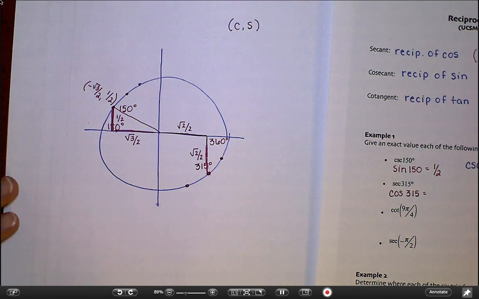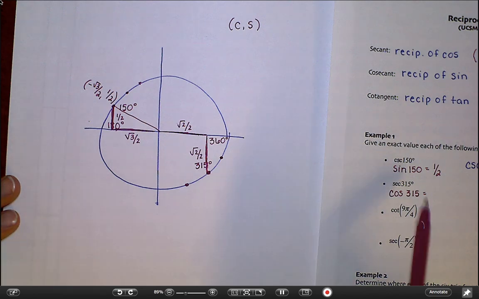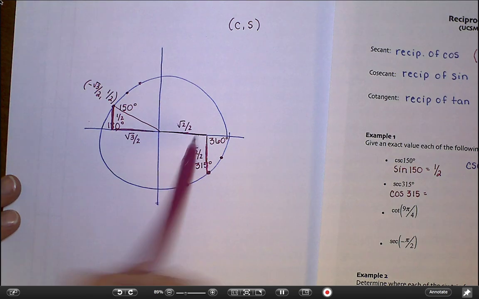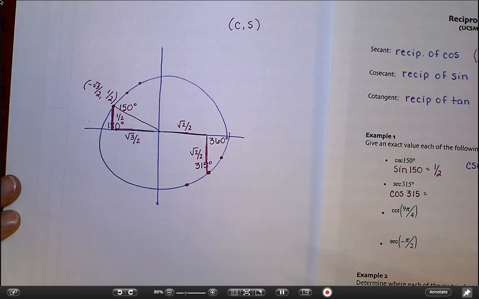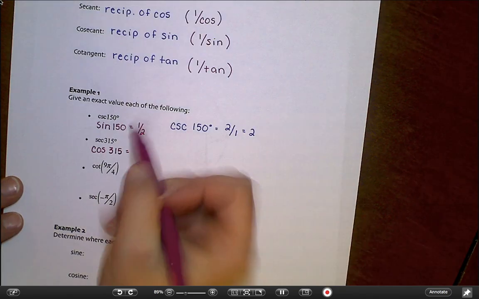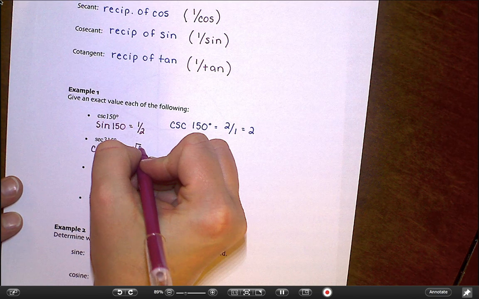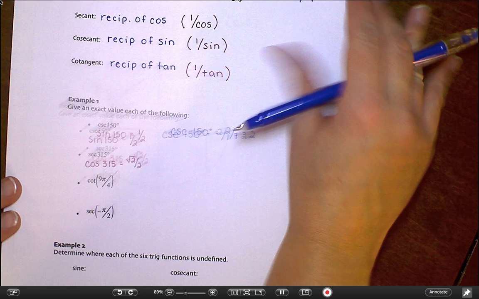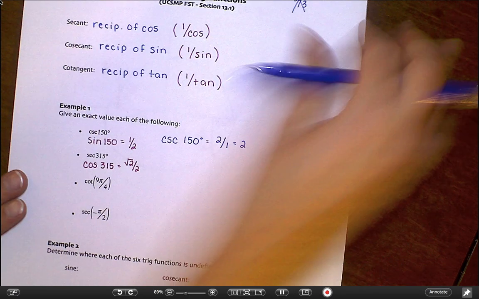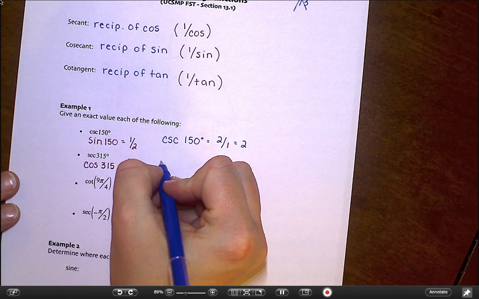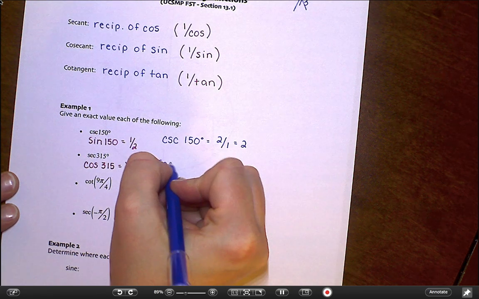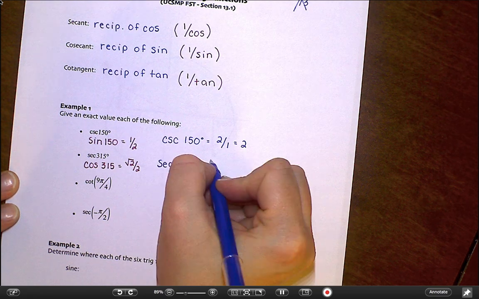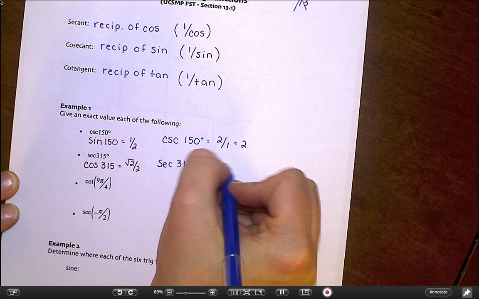Again, I want to pay attention to my signs, positive, negative. I'm looking for the cosine, which is the x value. So that would be this value right here, and that is in a positive direction. So my cosine of 315 is square root of 2 over 2. Now let's figure out what the secant would be. The secant is just that value flipped upside down. So secant of 315 degrees would be 2 over the square root of 2.